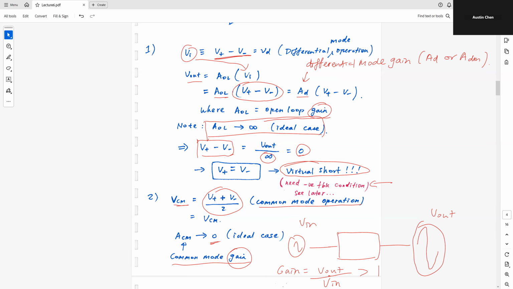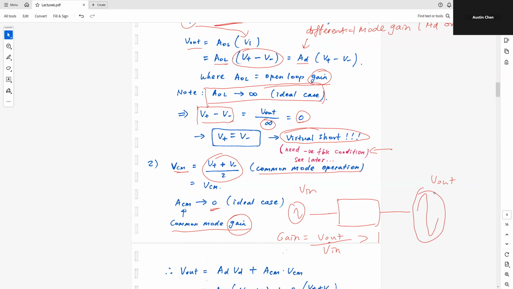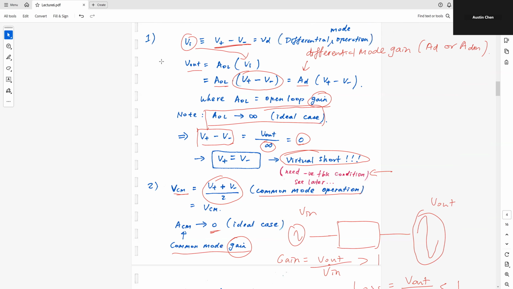Let me write it over here. If I have a loss, then this means V out over V in is less than one. If V out over V in is greater than one, that means I have some gain, so the signal is amplified at the output. But if I have something that is smaller than what I put in at the output, then this is the so-called loss. It's the opposite case. So in case one and case two, we're referring to this ACM and AOL both as gain.